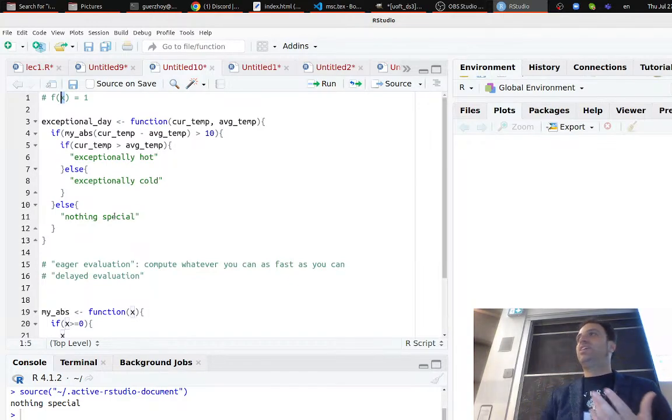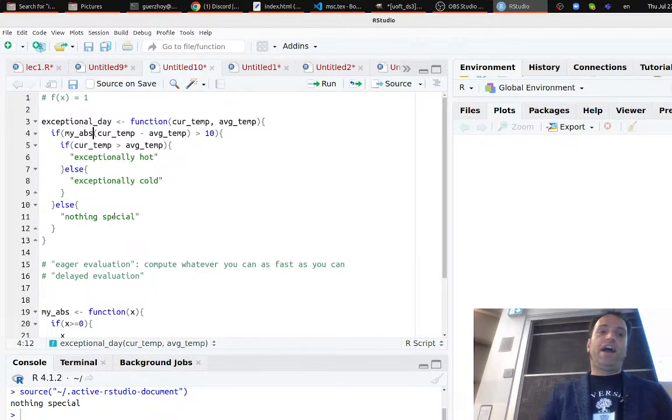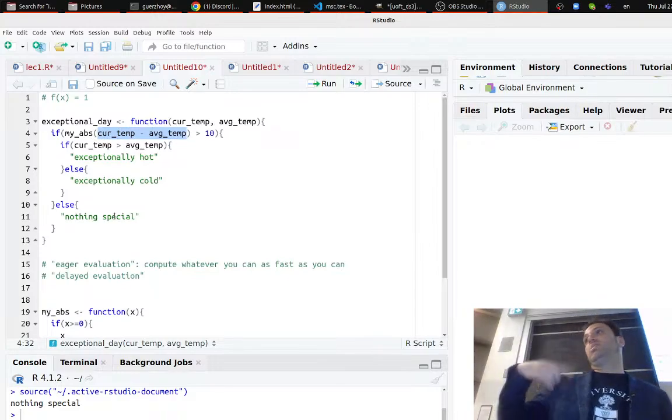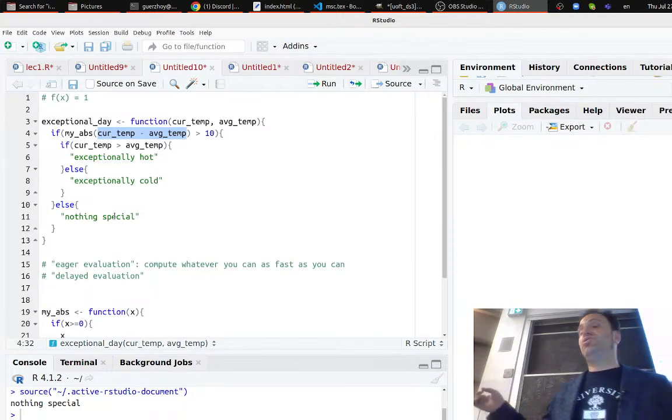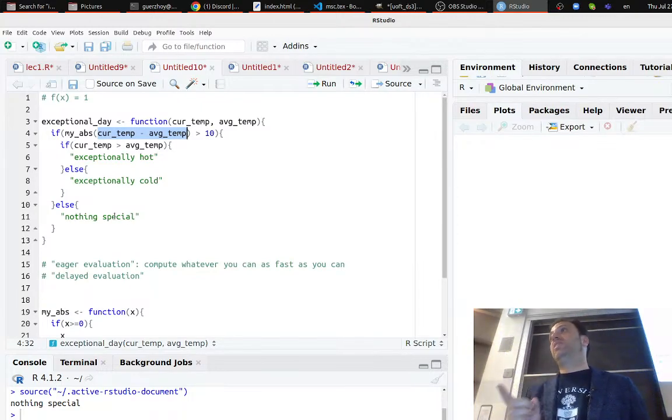Delayed evaluation tries to take advantage of this. If it turns out that you don't need this value at the end, it will never be computed. That is the idea of delayed evaluation. One option is you say, okay, I'll just keep track of the fact that this is current temp minus average temp. And then if I ever actually need the value of this difference, then I'll compute it. But just because I'm sending it to a function doesn't mean that I need the value, because this function might not be using this value at all.